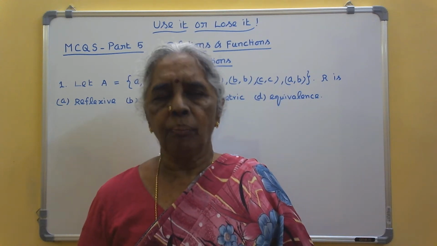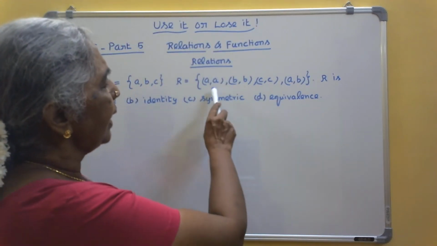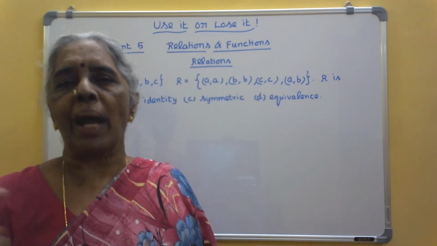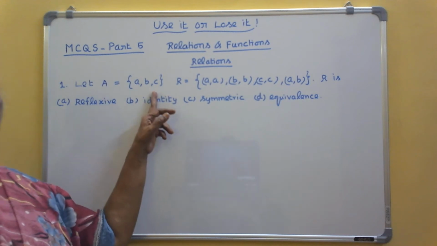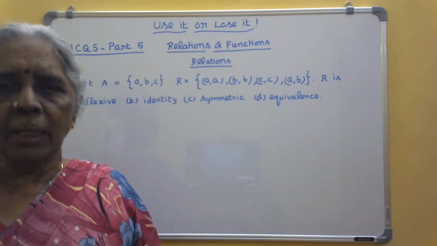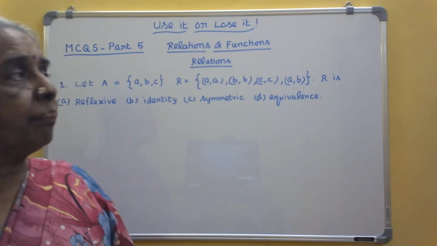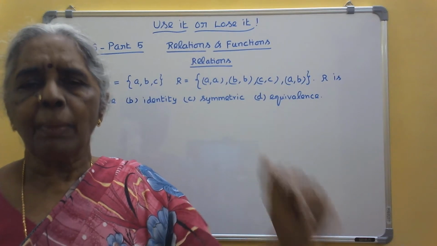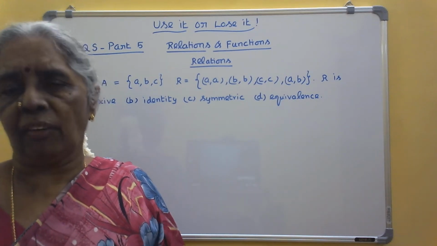Okay. Now here, if you see (a, a), (b, b), (c, c), these 3 are the reflexive pairs we call, right? Because we have 3 elements. For reflexivity we should definitely have (a, a), (b, b) and (c, c). Now you have an extra element (a, b). But that doesn't matter. It is still reflexive.